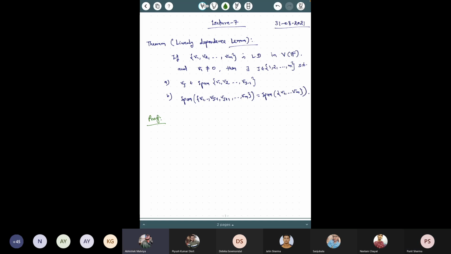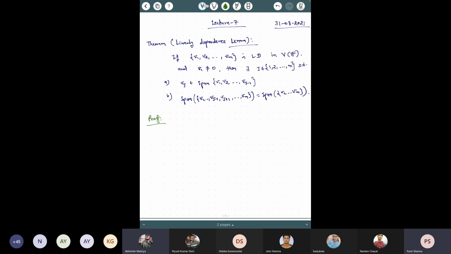And then clearly the set is linearly dependent. Then the linear combination of the vectors is going to be zero, where not all coefficients are zero. So we will take out one vector from there, vj or vi, whichever, and express it as a linear combination of the other vectors.